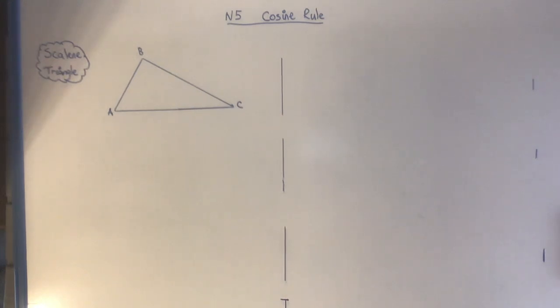Again, the cosine rule is similar to the sine rule in the sense that we can work out an angle or a length based on the information we've got. Now, sometimes when you're using the sine rule, you don't have enough information and you can't work out a particular length or a particular angle. The cosine rule cares for that. So when you can't use the sine rule, then we need to use the cosine rule.